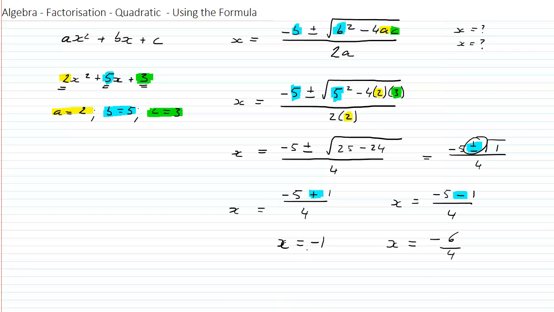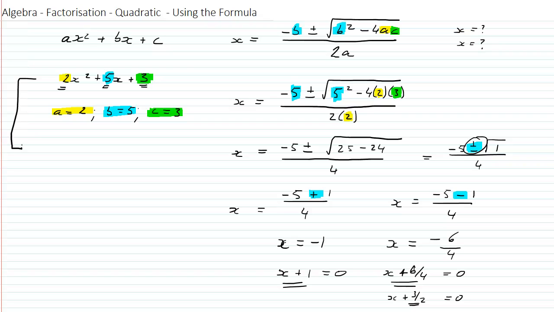Okay, so remember what we said is we want to have these equal to 0. So that would mean that if x is equal to minus 1, bring the minus 1 to the left, x plus 1 is equal to 0. If x is equal to minus 6 over 4, bring the minus 6 over 4 to the left, x plus 6 over 4 equals 0. So we're going to take x plus 1 and x plus 6 over 4 as our answer. Or we could write that as x plus 3 over 2. So we might take this as our answer. It's just a simpler form.